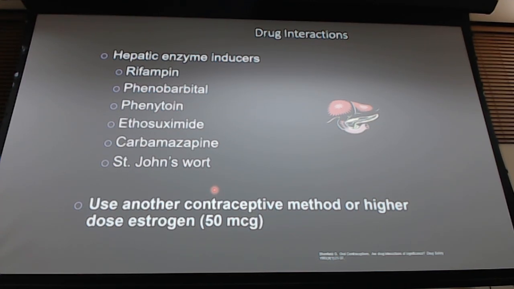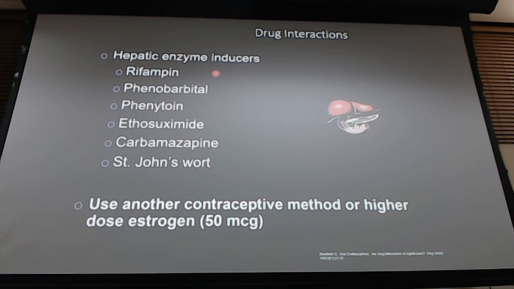My drug interactions. So there are lots of different things that we say can potentially interact with a contraceptive. Some of them are things that we need to worry about, and some of them are not. So when we're looking at our inducers, these are things that we will see that we worry about. Rifampin, phenobarb, phenytoin, ethosuximide, carbamazepine, and your St. John's wort, which you'll see some people using over the counter.